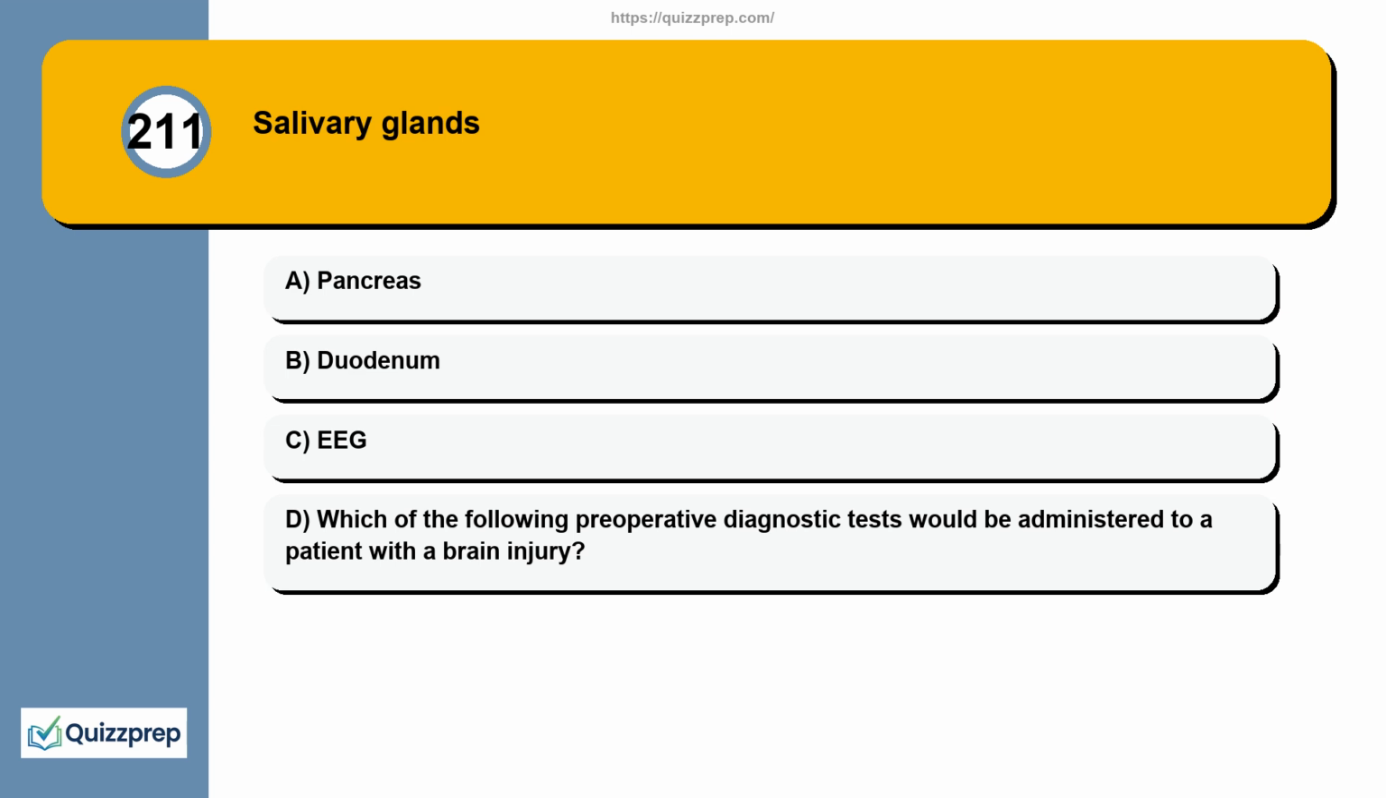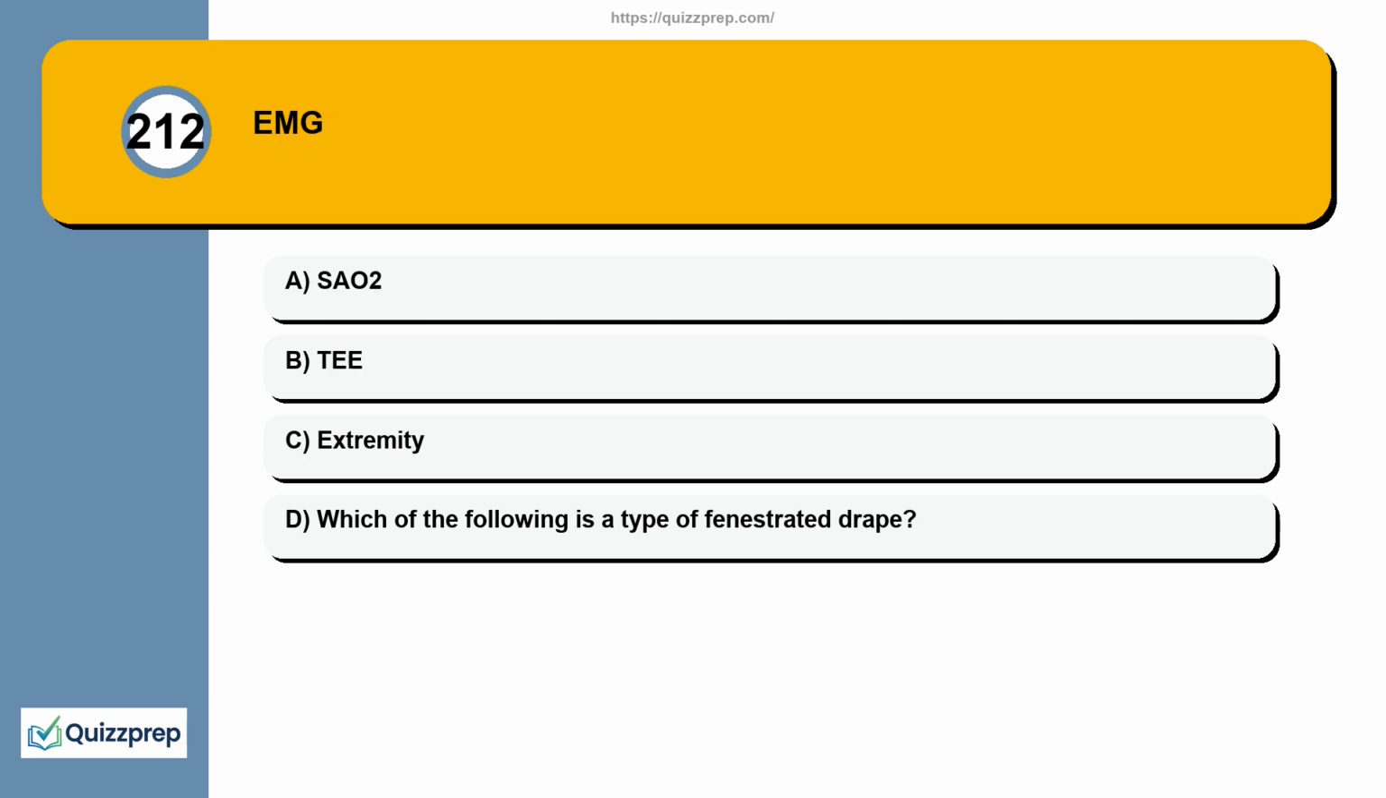The correct answer is option N/A. Question 212: EMG, option A; saw, option B; T, option C; extremity, option D. Which of the following is a type of fenestrated drape?